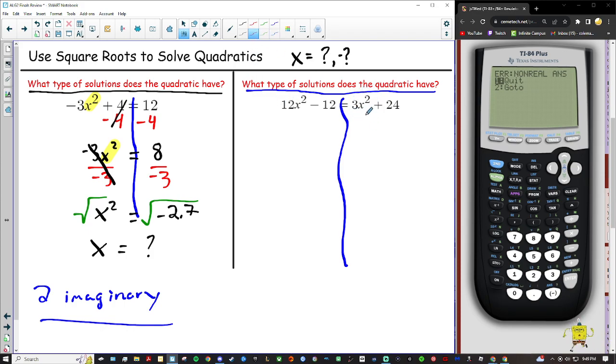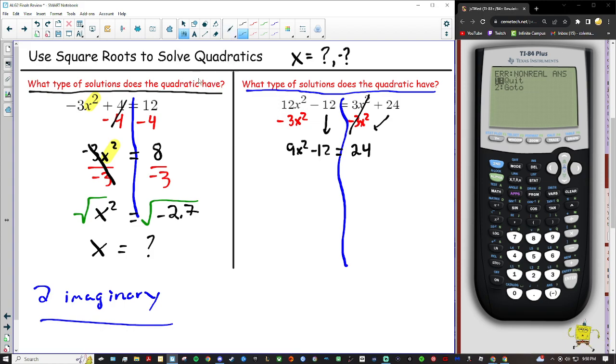So in order to move an entire term without breaking up the party, I need to do the opposite. This is a positive 3x squared, so I'm going to subtract 3x squared on both sides. I want to make sure I subtract it from its buddy, the other x squared. 12 minus 3 is 9. Bring down the minus 12. 3 minus 3 is 0. We cross them out, and we're going to bring down the positive 24.